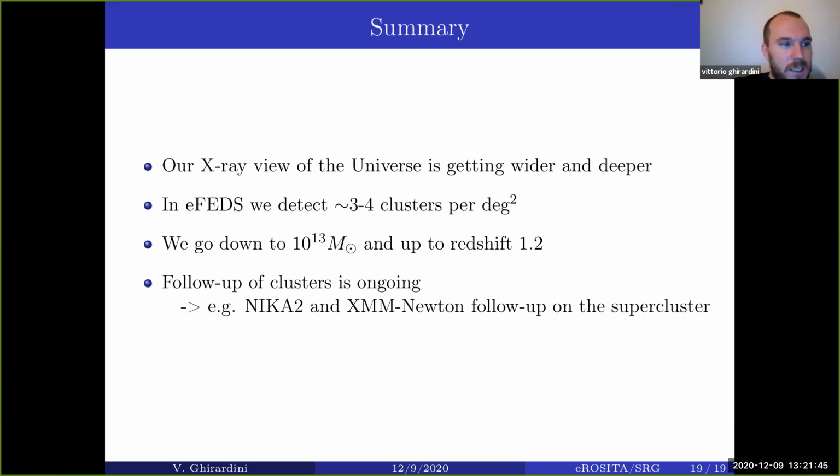And in the next cycle of AO, it was accepted with priority C, a proposal that we put forward to observe this supercluster and follow that up with XMM-Newton. And so keep tuned, and that's it for me. So I'll take your questions now.